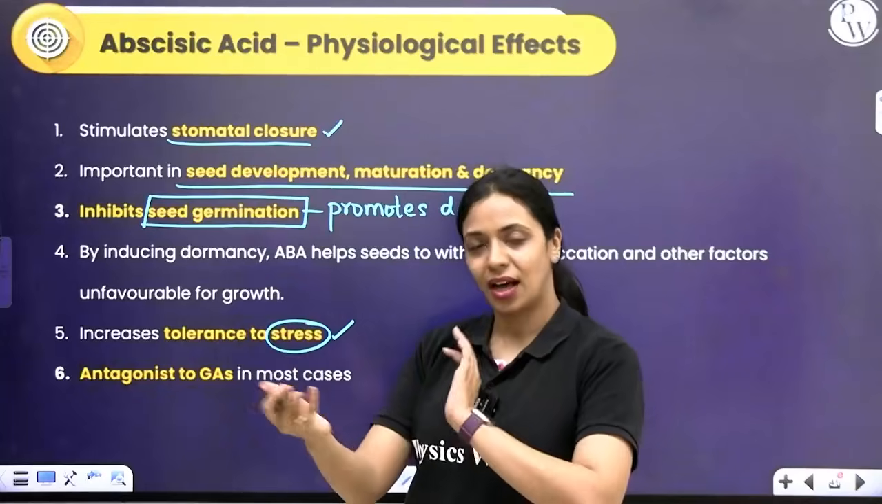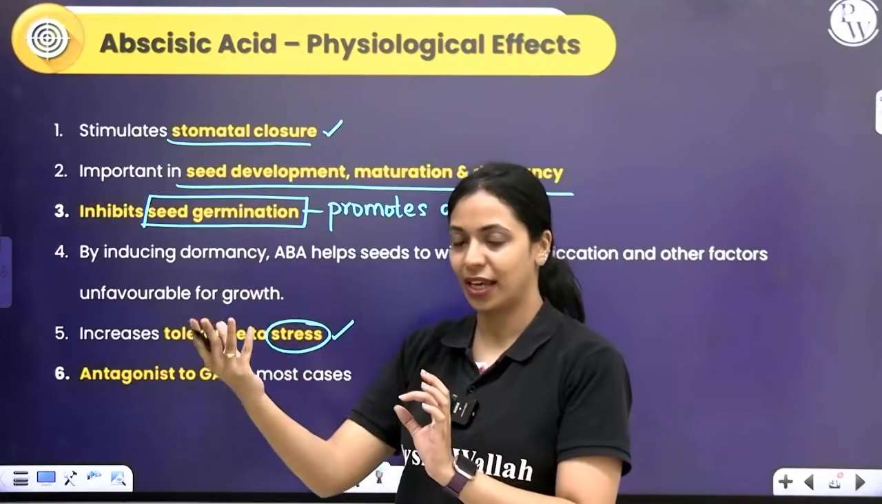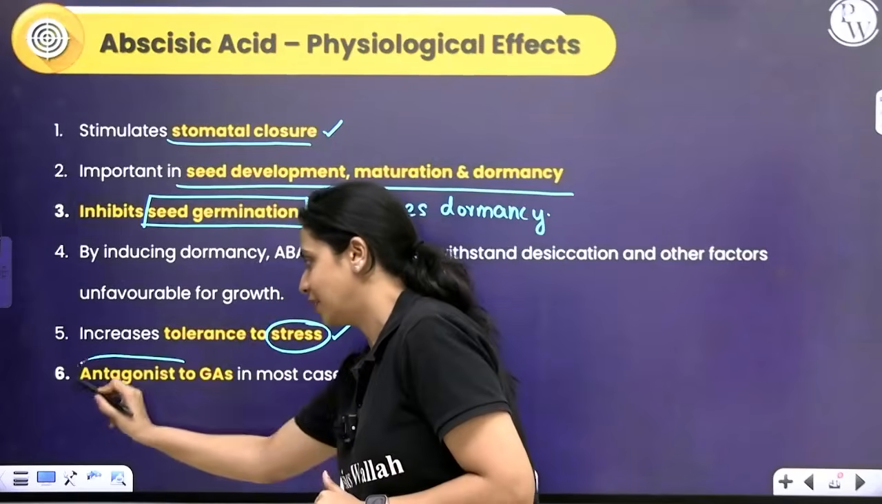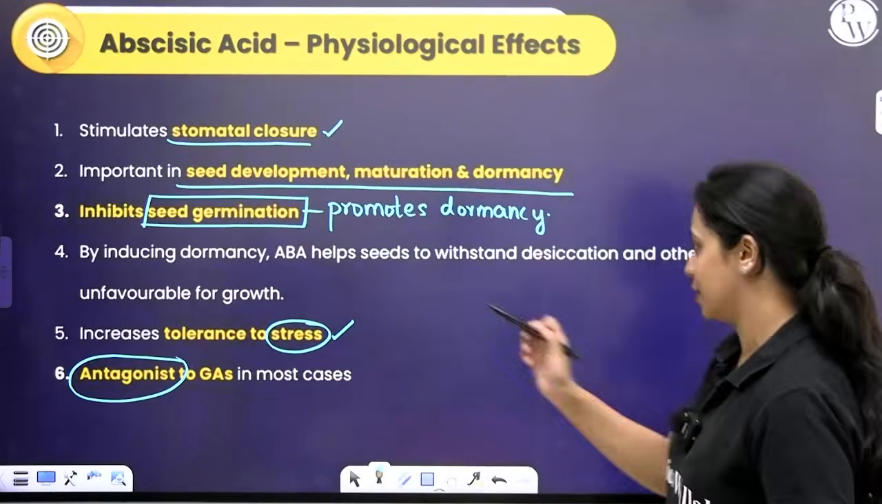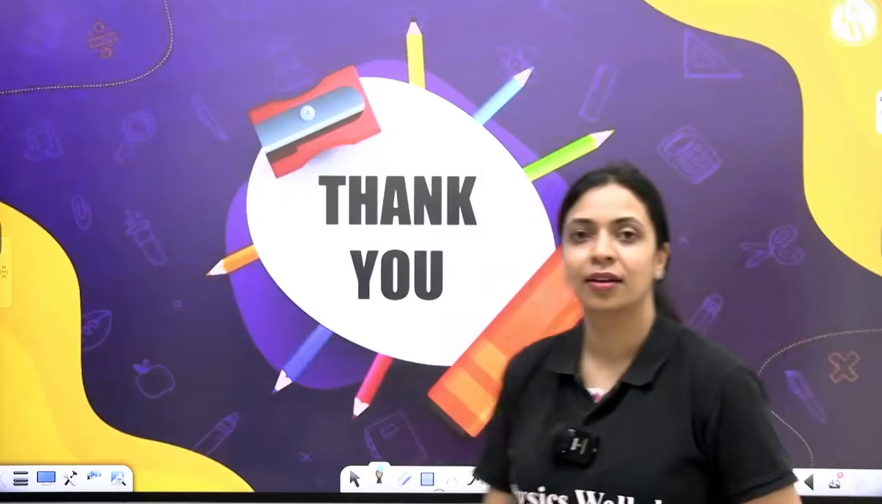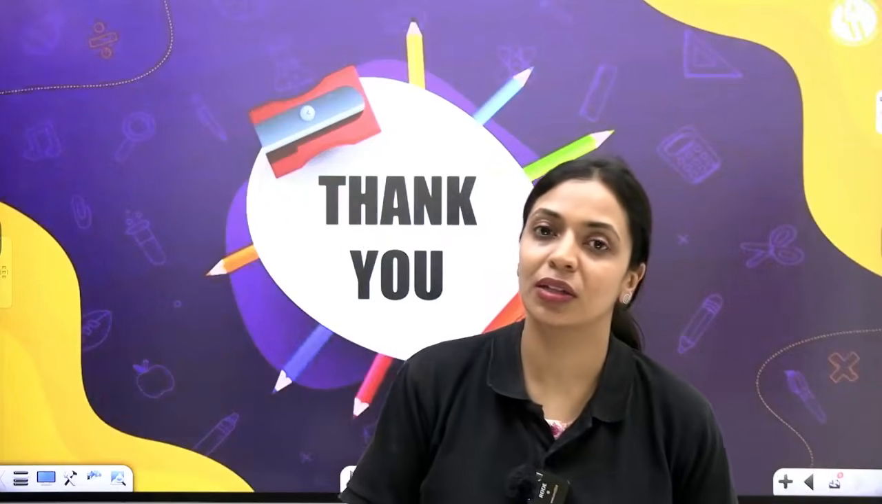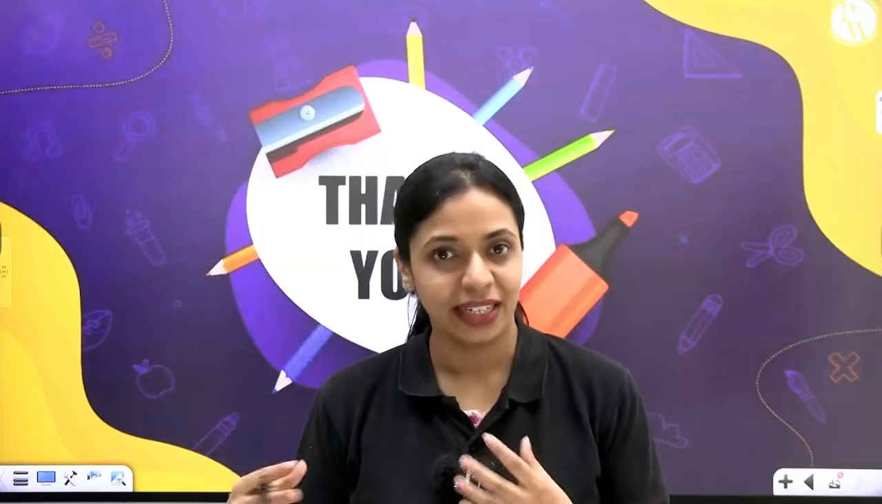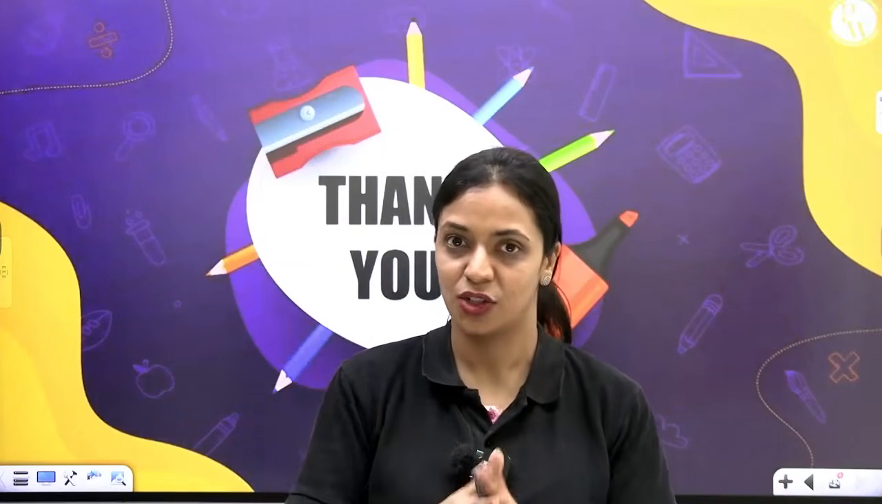Generally, it works against gibberellic acid. Whatever gibberellic acids do, this will do the opposite of it. So we call it the antagonist to gibberellic acid. That is our last point. So with that, we have studied the physiological effects of all the plant growth regulators. Now, these plant growth regulators can work individually or they can work together synergistically.